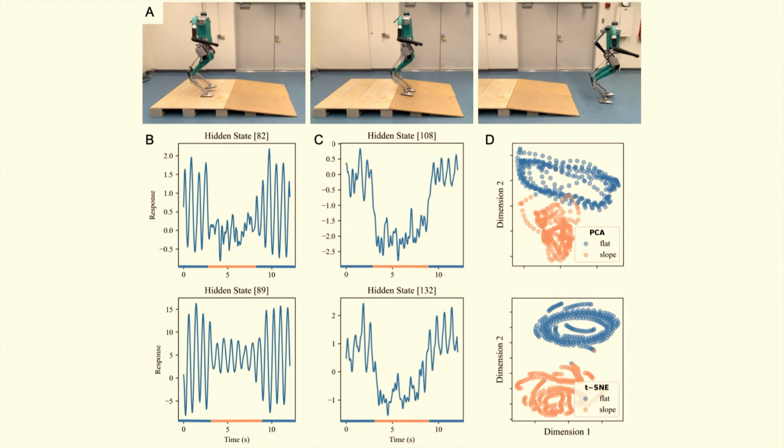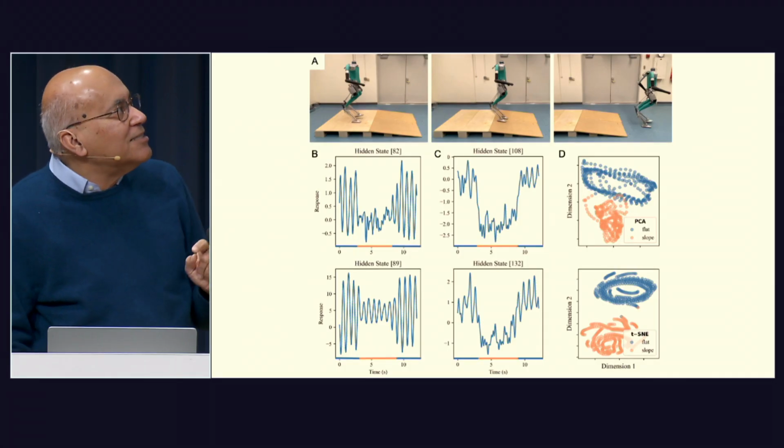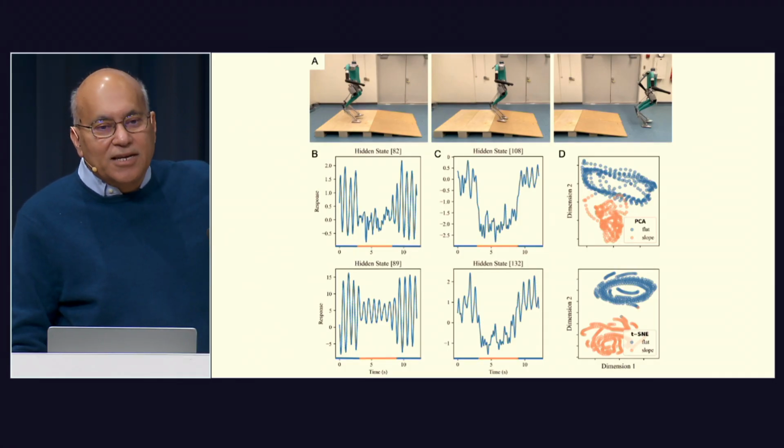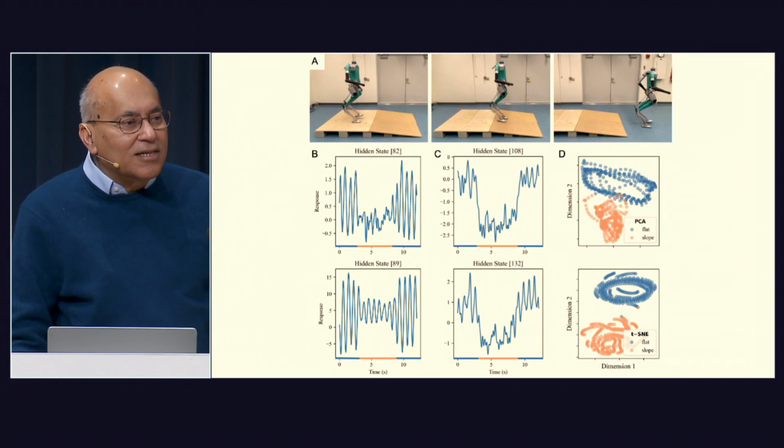And if you do sort of neuroscience on your neural network, and you look at the neurons and the weights, you can see that the hidden state of certain neurons is capturing this transition in the environment.